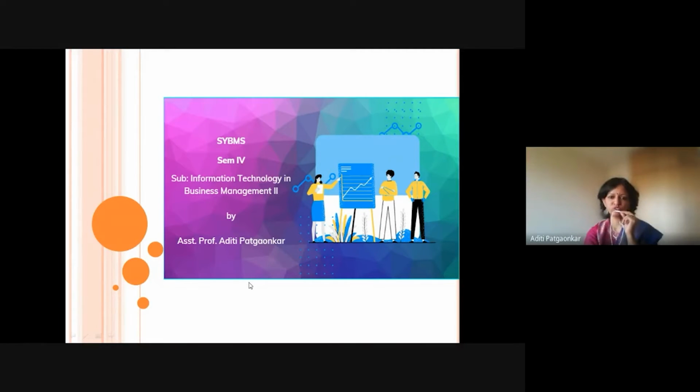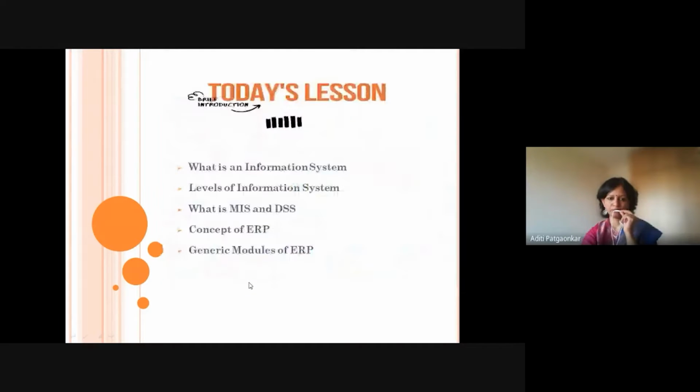So today I'm going to start the next topic, which is information system, types and levels of it. So let's start with it. In today's lecture, we are going to see what is an information system, levels of information system, what is a management information system, DSS, that is decision support system, concept of ERP and generic models of ERP. So basically first we will start with information system.